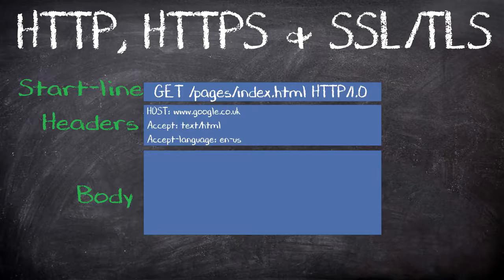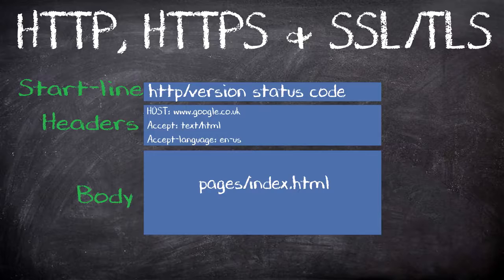In the headers we have information and rules such as host, accept language, and accept. The host is the address of the server where we are sending the request. Accept language is the language, and accept is the file type we are requesting. As previously mentioned, there is no body in a request.